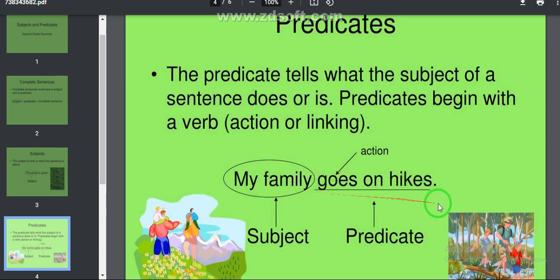Okay, my family goes on hikes. The subject is my family because my family is the naming part, right? So my family is the complete subject. Goes on hikes is the what? The action. What's the action? The predicate, right? So this is the complete predicate.